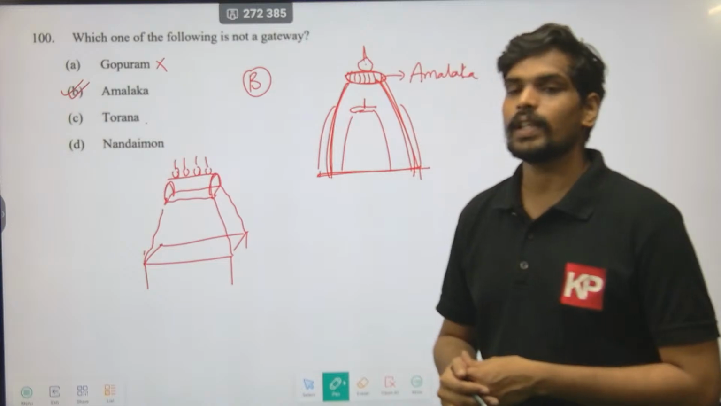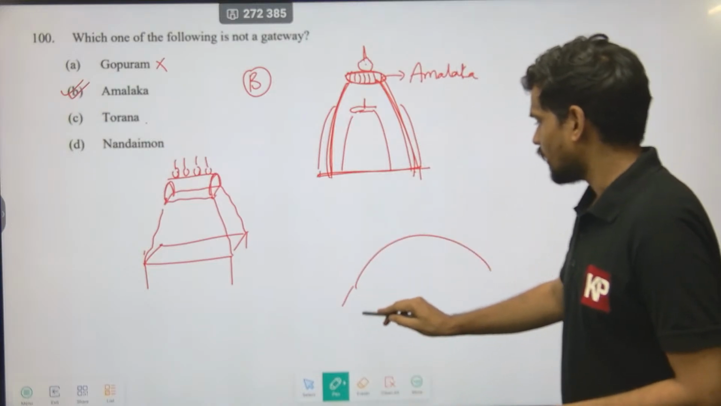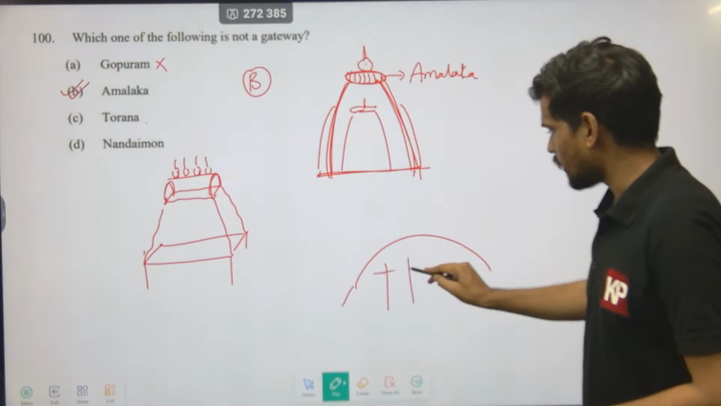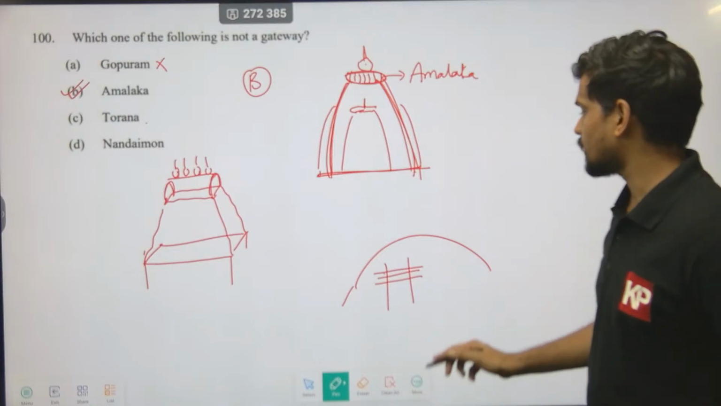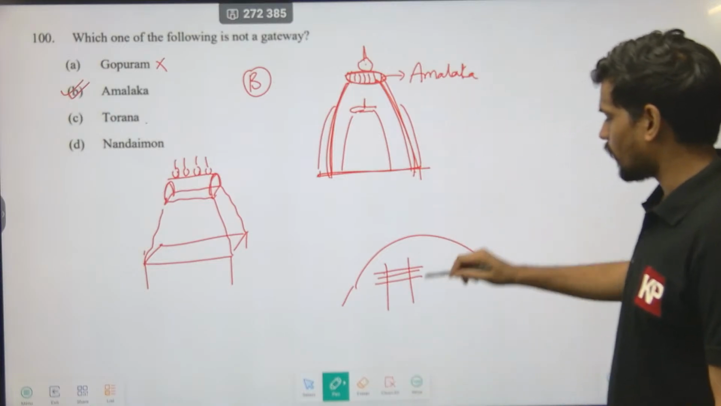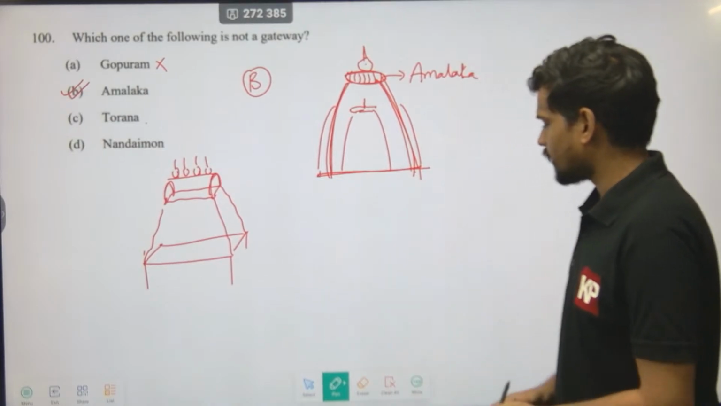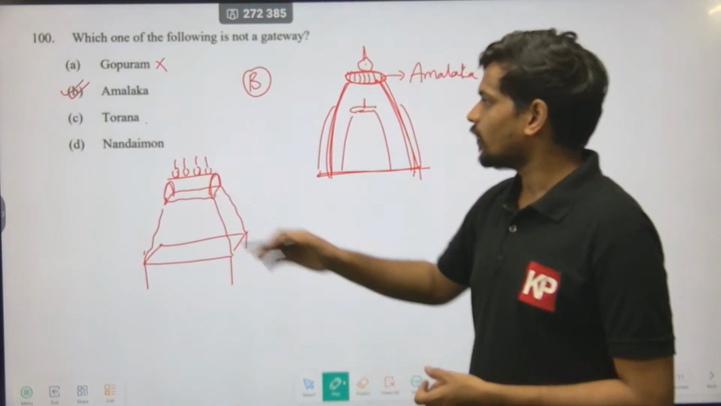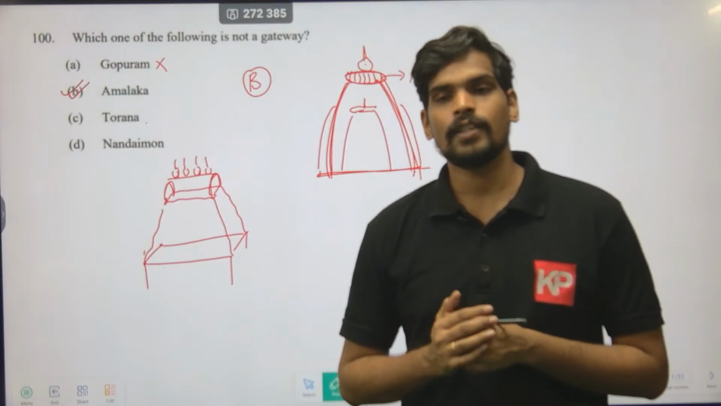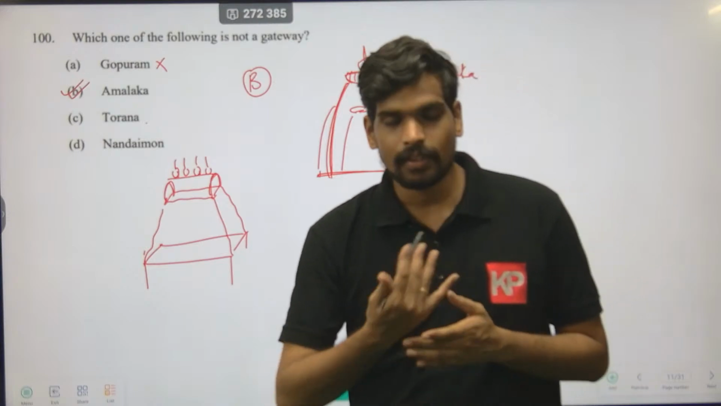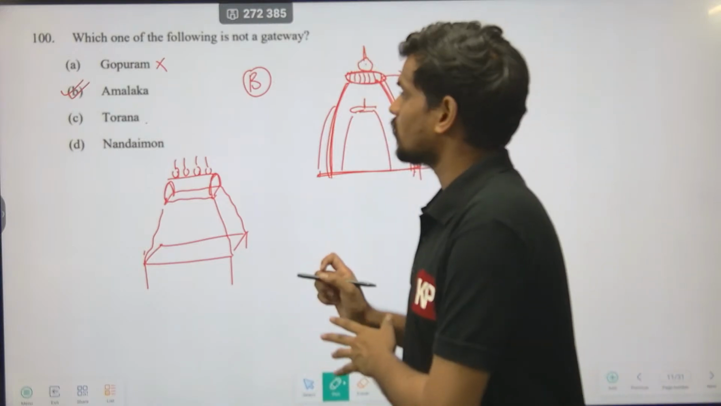Then you also have Torana. Torana is an entrance gateway for Buddhist stupas. If you look into Sanchi stupa, on 4 sides of it you have the Torana. Torana generally has 2 vertical upright members with 3 horizontal bands. It is provided on all the 4 sides, north, south, east and west. So that's basically a temple gateway again. Then you also have option D, Nandaimon, which is basically a temple gateway in Japanese temples. It is the south gate of a large Japanese temple, so that also is a temple gateway.